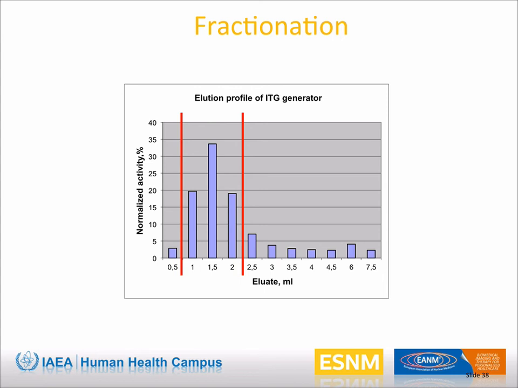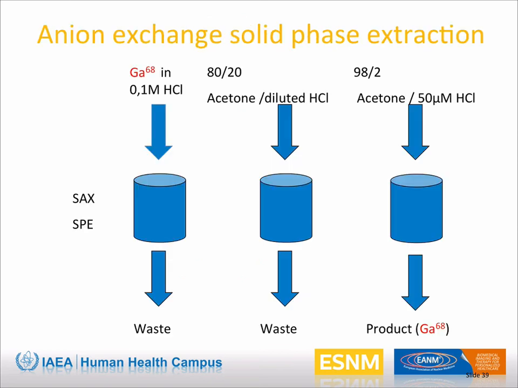And the idea behind it is that you will have the activity more concentrated, and you will have 70% of the activity in 1.5 mL rather than having it in 7.5 milliliter. So this is called fractionation.